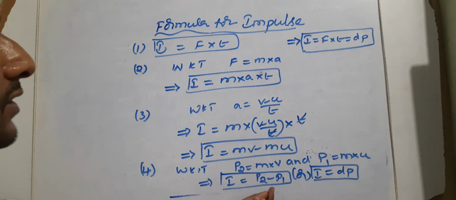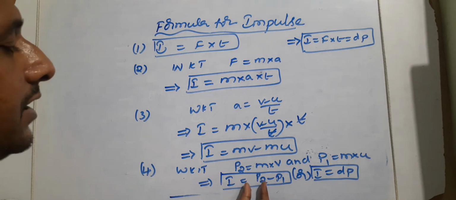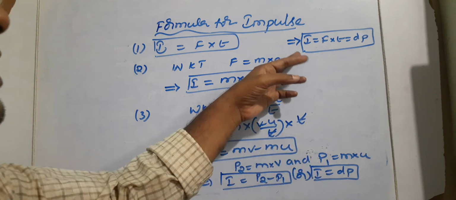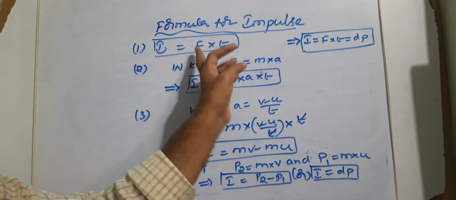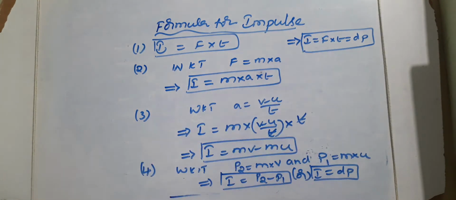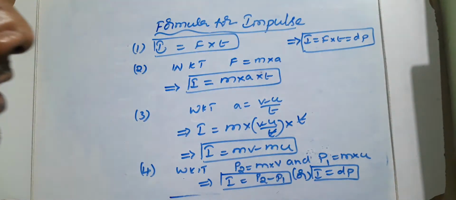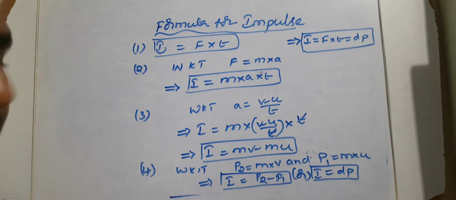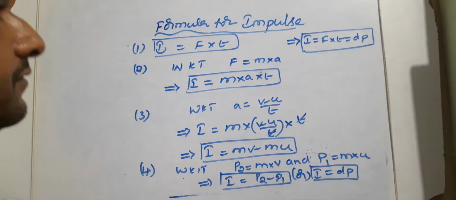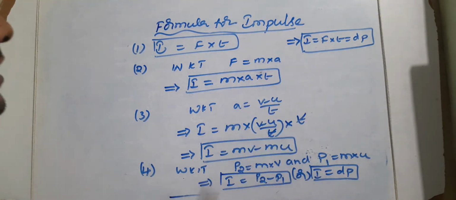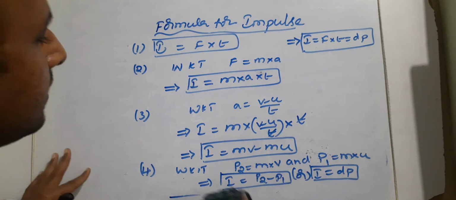But P2 minus P1 is nothing but the difference between the final linear momentum and the initial linear momentum, which is given as dp. So I is equal to dp, but I is equal to F into t. That is why I is equal to F into t is equal to dp. But this formula can also be derived from the calculus method. Now the derivation of this formula by the calculus method from Newton's second law of motion, students.